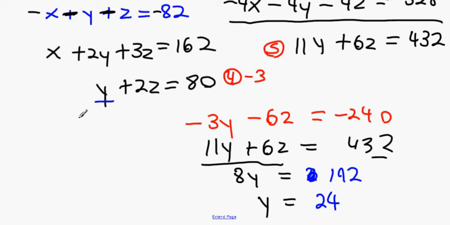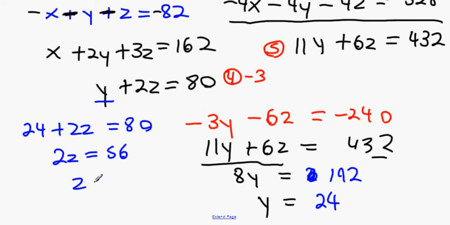Next one is replace the y with 24. 24 plus 2 times z is 80. Therefore, 2z must be 80 minus 24, which is 56. Z therefore is 28.